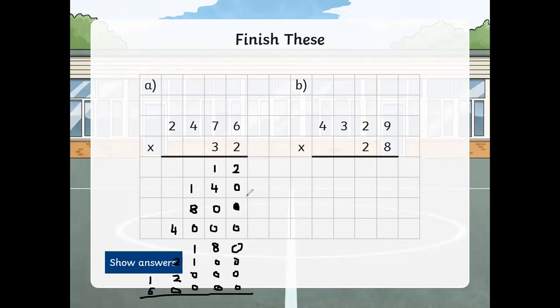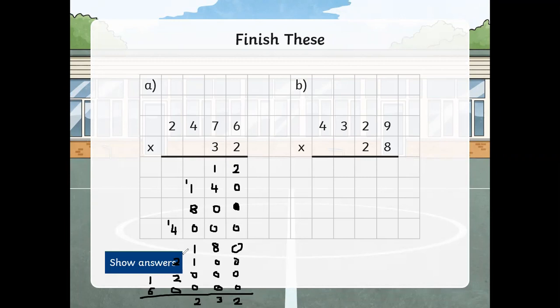So we add these all up. 2 plus all these zeros gives us 2. 1 plus 4 gives us 5. Plus 8 gives us 13. So we write the 3 and carry the 1. Then 1 plus 1 gives us 2. Plus 8 gives us 10. Plus 1 gives us 12. So we write the 2 and carry the 1.